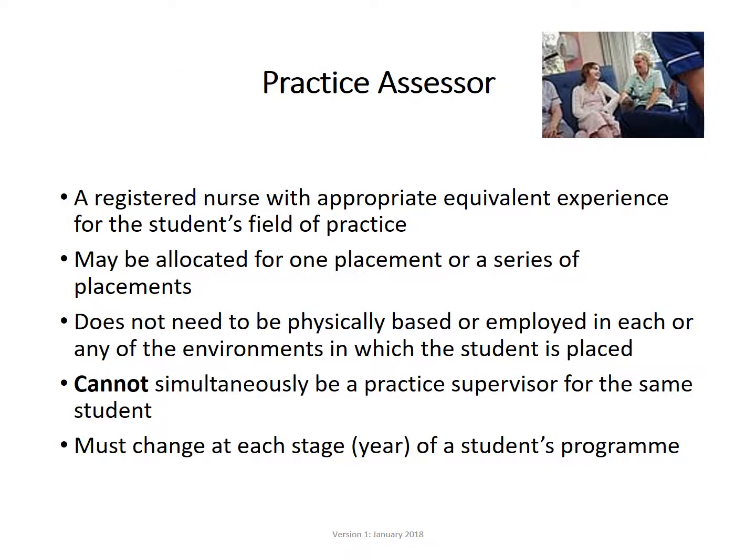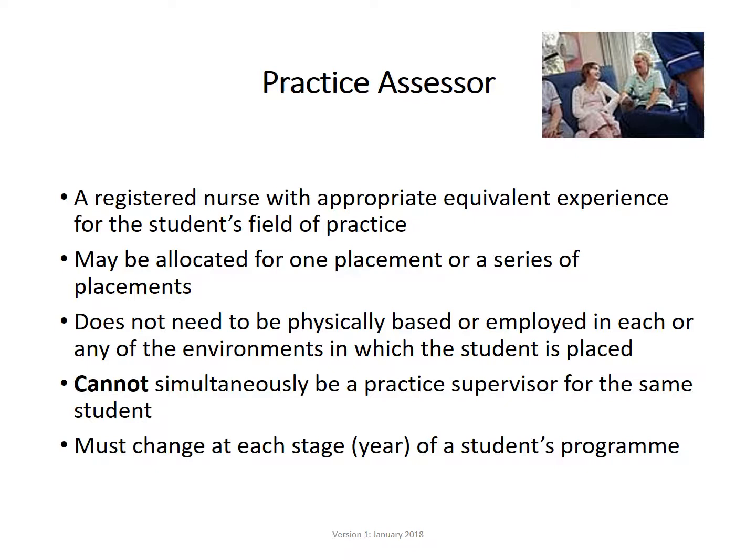So a practice assessor is a RN. They need to have had experience for the student's field of practice or equivalent. It doesn't mean to say that if you're an adult nurse that you can't be a practice assessor for a student on the mental health pathway if they're in an adult care setting or a GP practice setting, for example, and vice versa. Now, whilst it says they may be allocated one placement series, we've actually agreed that they will be allocated for each placement. There will be a practice assessor.